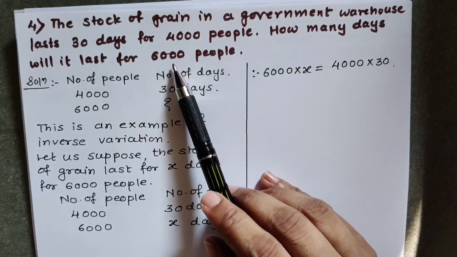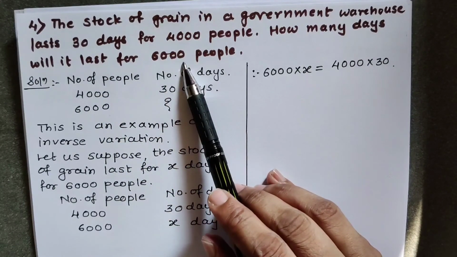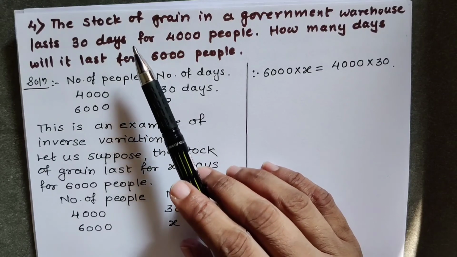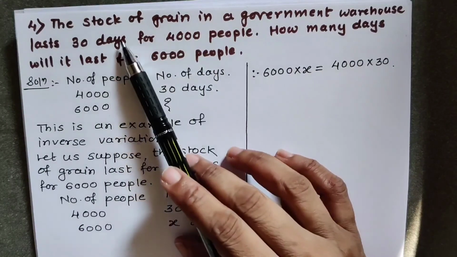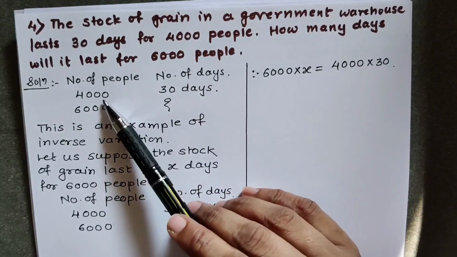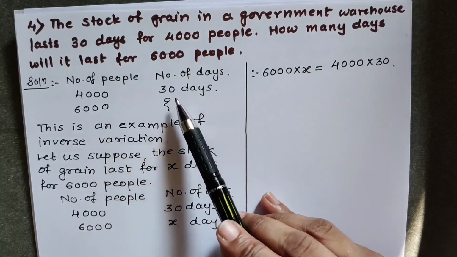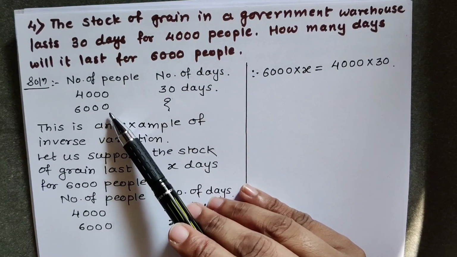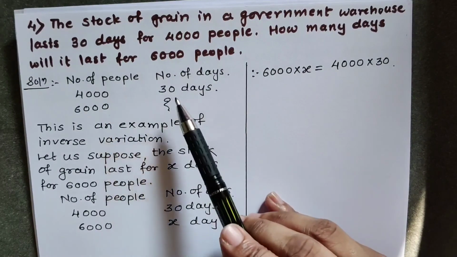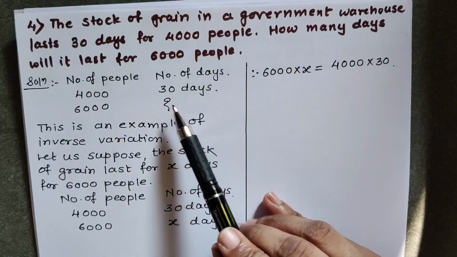Now the number of people are increasing. Number of people becomes 6,000. So automatically the grain will last for less number of days. Number of people are increasing, so number of days will be decreasing. Number of people are 4,000. For 4,000 people the grains will last for 30 days. But the people are increasing now. People becomes more, 6,000 people. So the grain will last for less number of days.